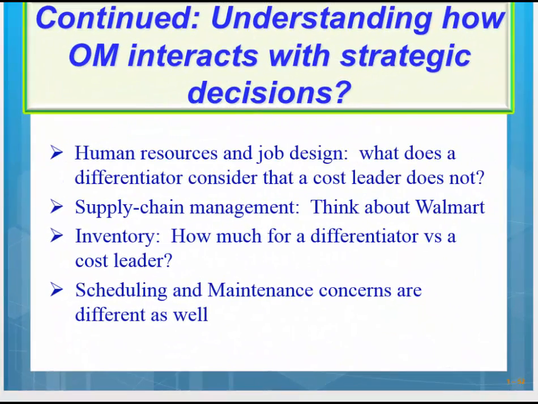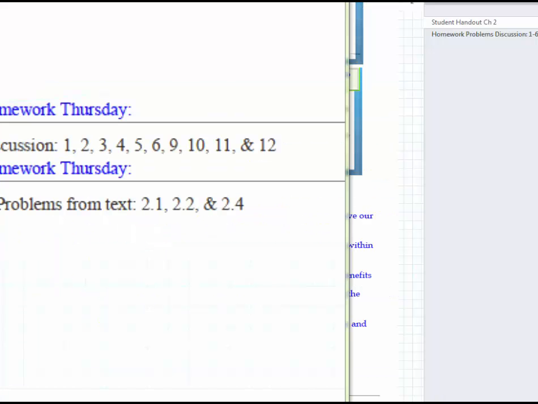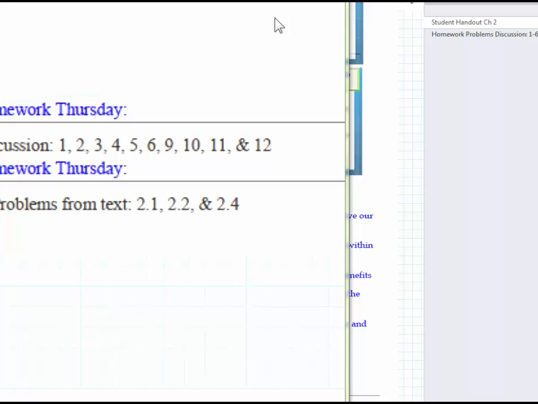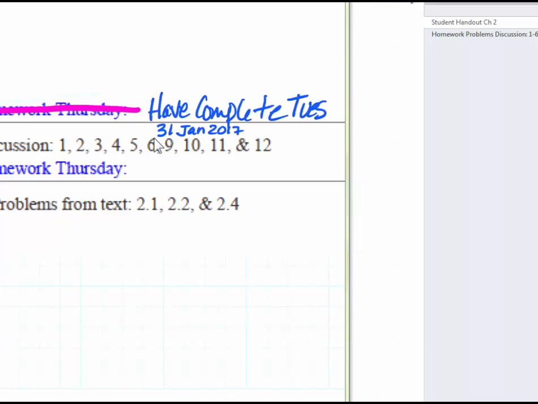Now for homework, what I want you to do is, it's listed on the handout, but let me just pull that up. So for homework, you notice here it says homework for Thursday on mine. I'm going to change it, and hopefully I'll change yours. You won't ever see it like this, but I'm going to line right through that. So you're going to need to have this complete for Tuesday. So I'll write on here, have complete Tuesday, 31 January 2017.